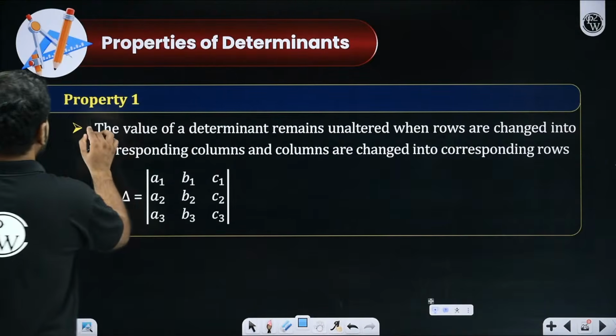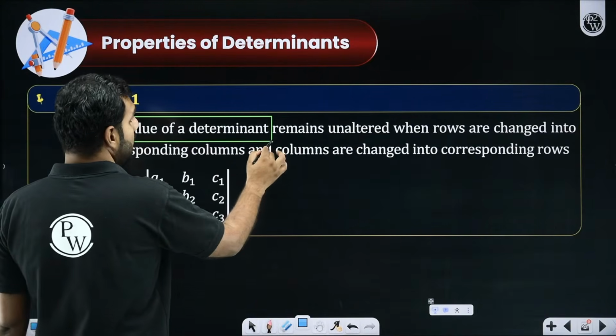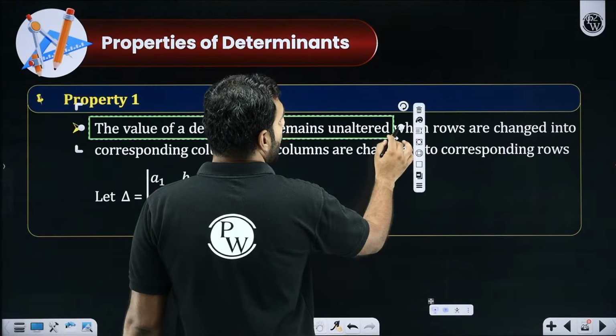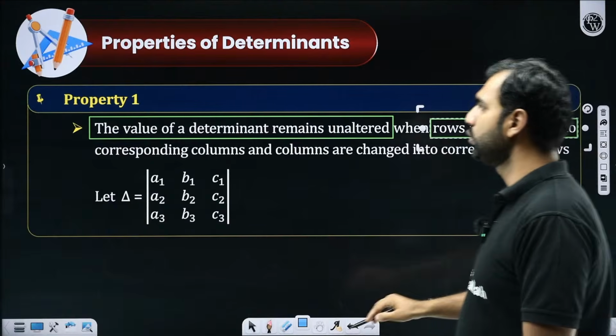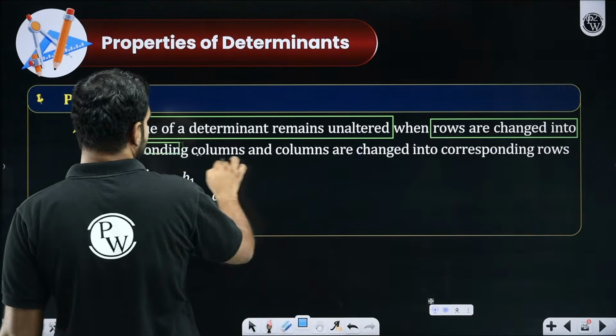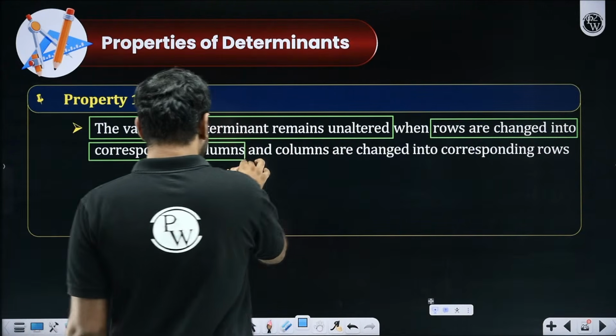Please understand, the value of a determinant remains unaltered when rows are interchanged or changed into corresponding columns and vice versa. What does it mean?